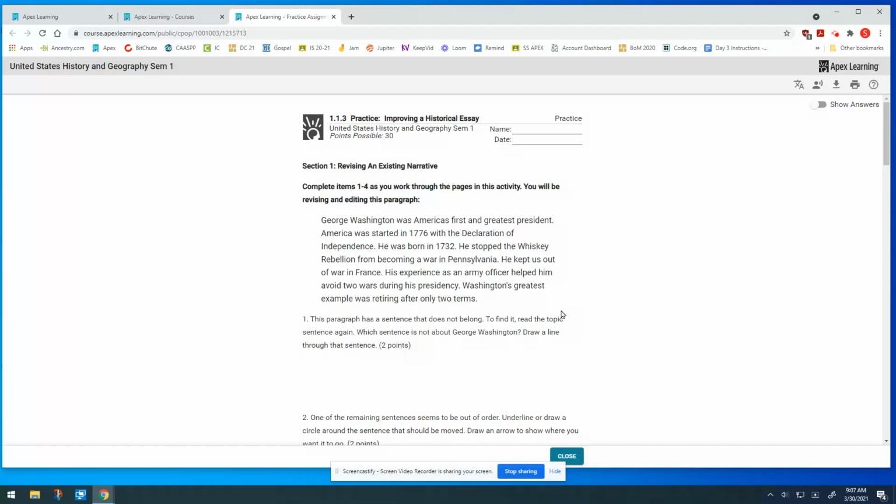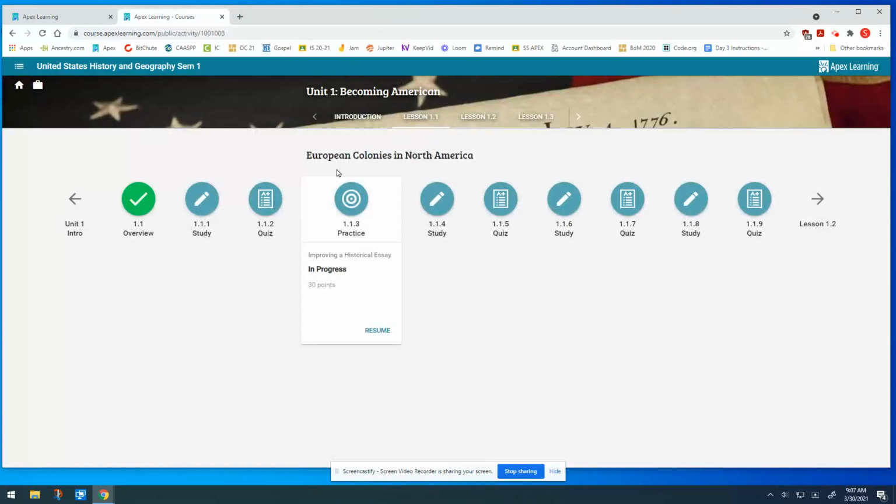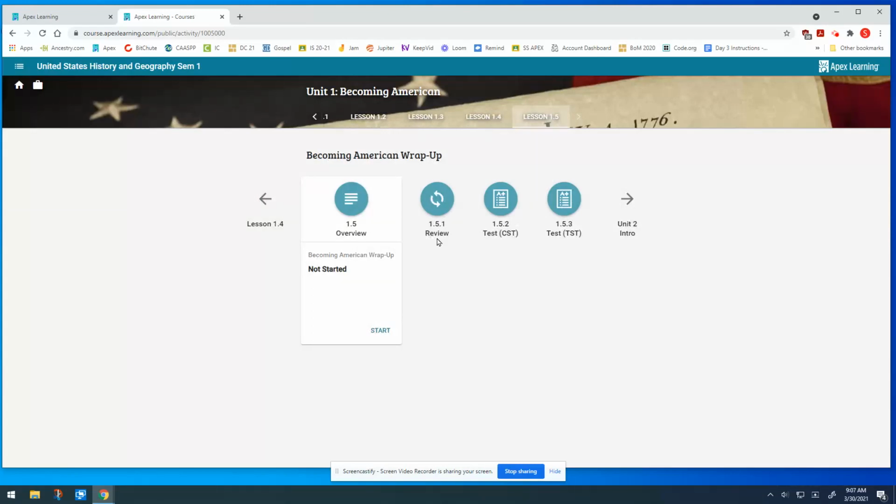So again, all of these are designed to help you practice your reading, writing, and comprehension skills. I'm going to close this, arrow back, and note as you complete each one of these, you're going to get a solid green circle with a check in it. And you'll keep going all the way through quiz, study, quiz, study. And you'll do this through chapter lesson 1, lesson 2, lesson 3, lesson 4, lesson 5. And then when you get to lesson 5, you're going to have a review and the CST, which you will do, but the TST, no, you will not be doing that one. And then you will be ready for unit 2.